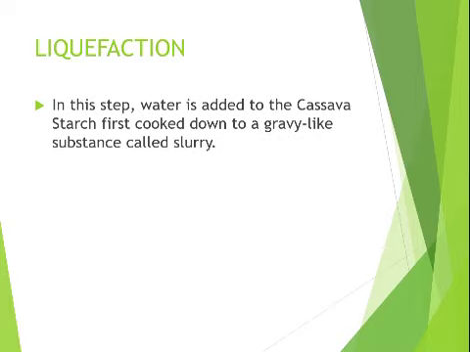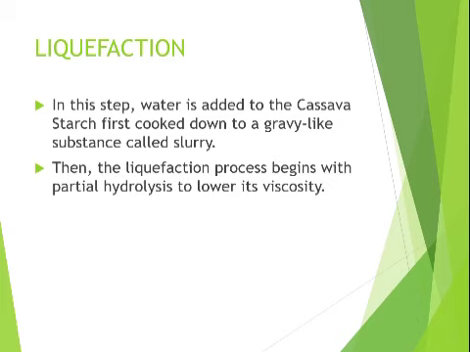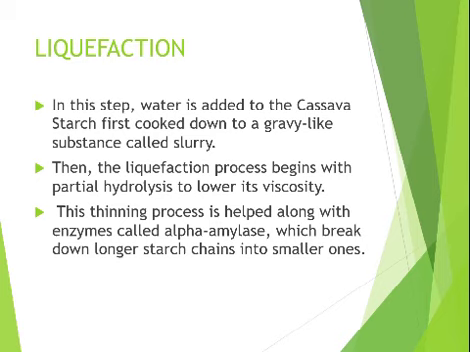The next stage after feed preparation is liquefaction. In this step, water is added to the cassava starch and cooked down into a gravy-like substance called slurry. Then, the liquefaction process begins with partial hydrolysis to lower its viscosity. In order to do that, an enzyme called alpha amylase is added to the slurry to break down the long-chain starch into smaller ones.